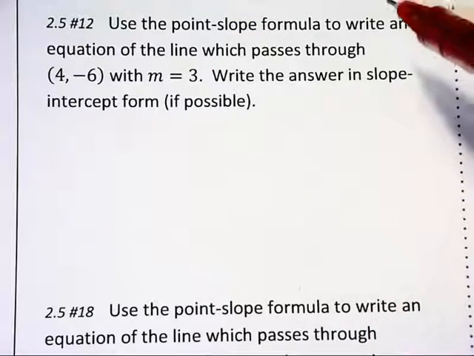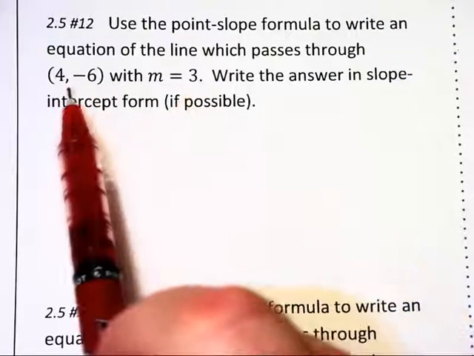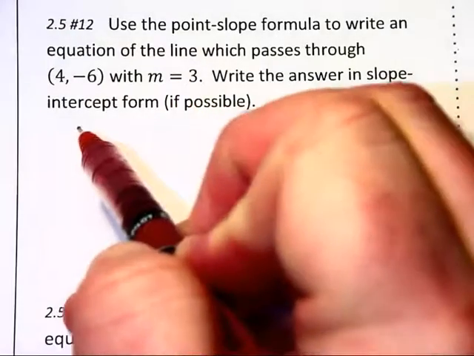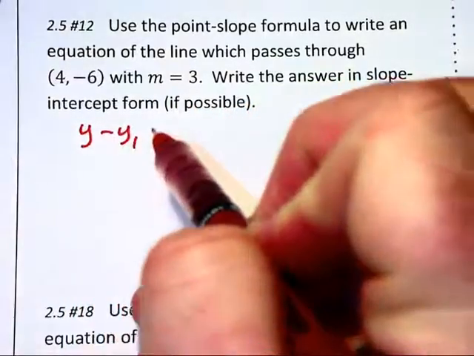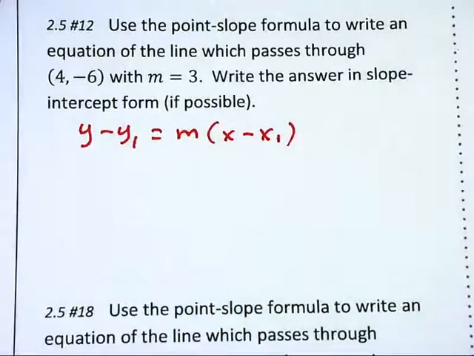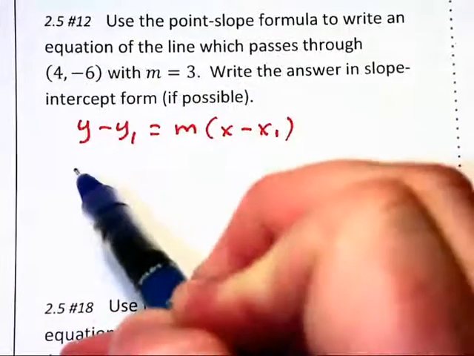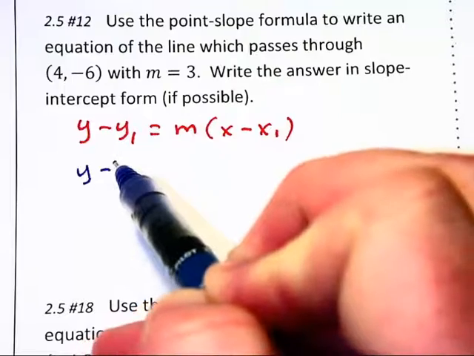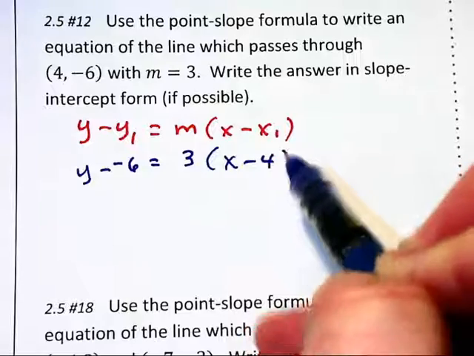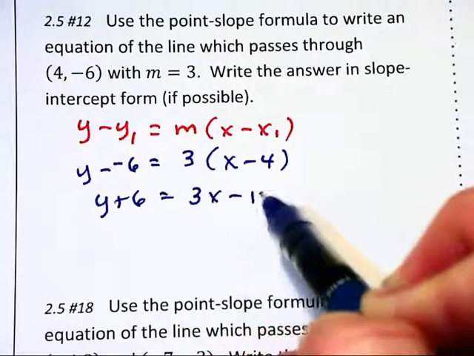Use the point-slope formula to write an equation of the line which passes through this point with this slope. Notice point and slope, so we're going to use the point-slope formula. Let's write it down: y minus y1 equals m times x minus x1. We've been given the x1, y1, and we've been given the slope. So this becomes y minus a negative 6 equals 3 times x minus 4. Y plus 6 then is equal to 3x minus 12.